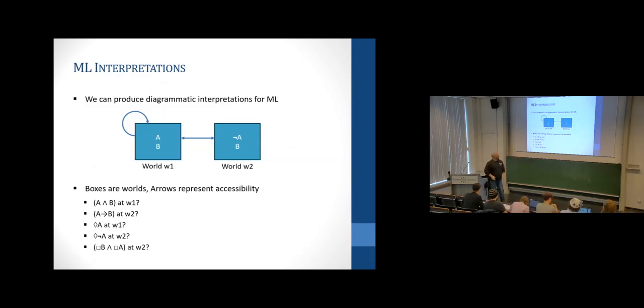So far, so good. How about diamond A in world 2? Is diamond A in world 2 true? So if we look at world 2, can it see a world where A is true? Which world is it? World 1. Cool. Second question: is diamond not A true in world 2? Yeah, it can't see itself, right? Every world that W2 can see is an A world, because it doesn't have an arrow to itself.